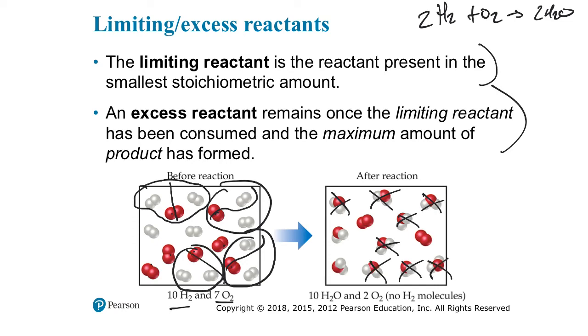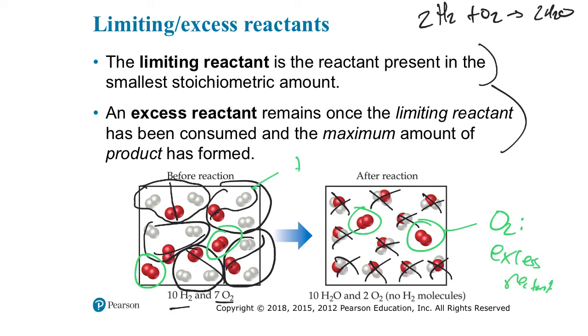And then finally I can do this one more time, and there's 2 more waters being made. And then I have 2 oxygens that are left over that are unreacted, and so they're left over once the reaction finishes. So this is my excess reactant. So the O2 here is the excess reactant.